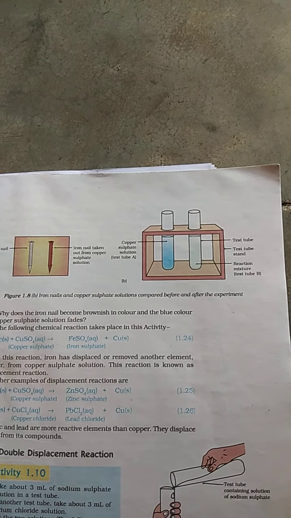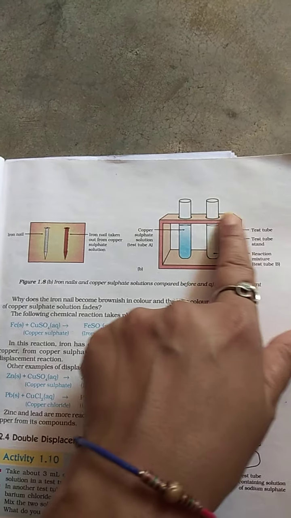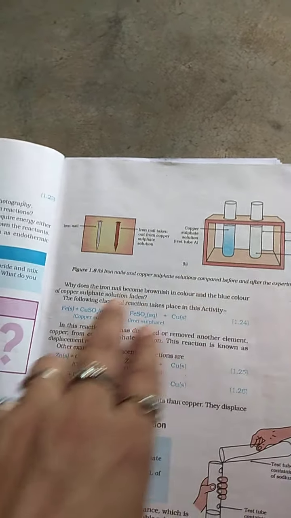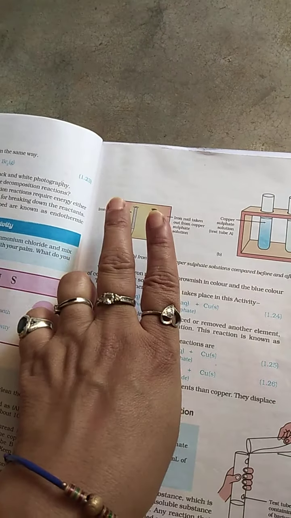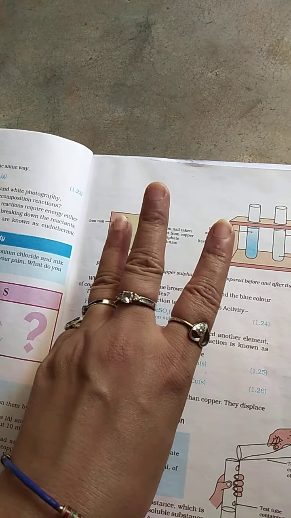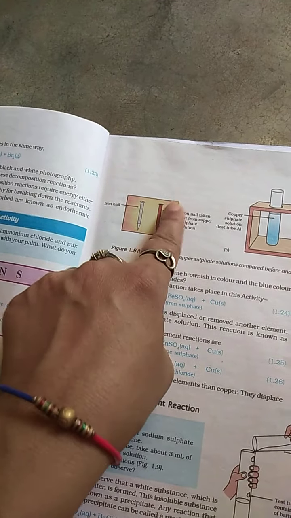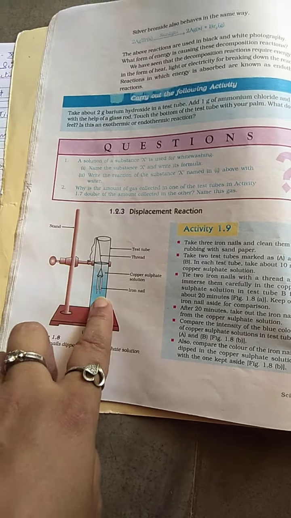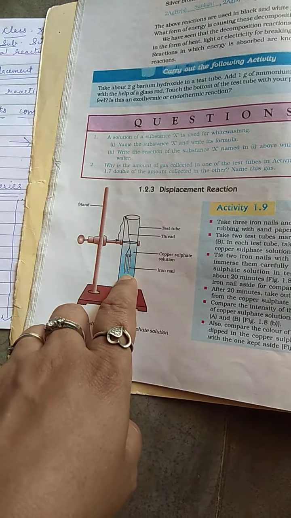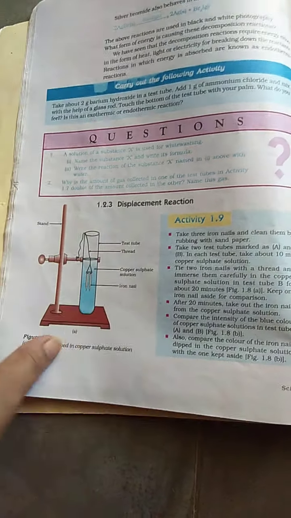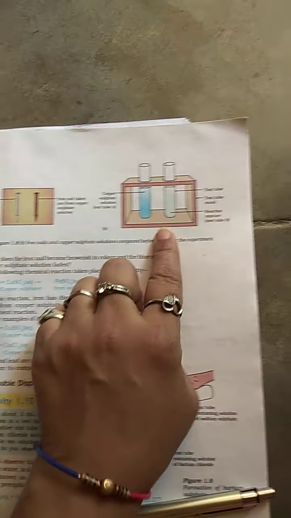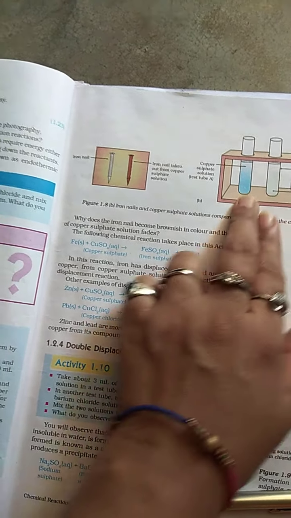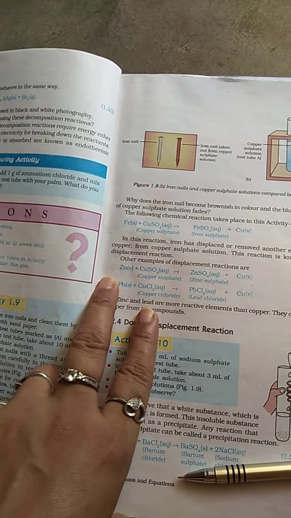The materials required in the displacement reaction: a test tube stand, 2 test tubes, then 3 iron nails. We require 3 iron nails. How many? 3. Here in this figure you see 2, but if you look at figure 1.9, you will see 2 hanging iron nails. It means the required materials are a test tube stand, 2 test tubes containing a solution, and 3 iron nails.